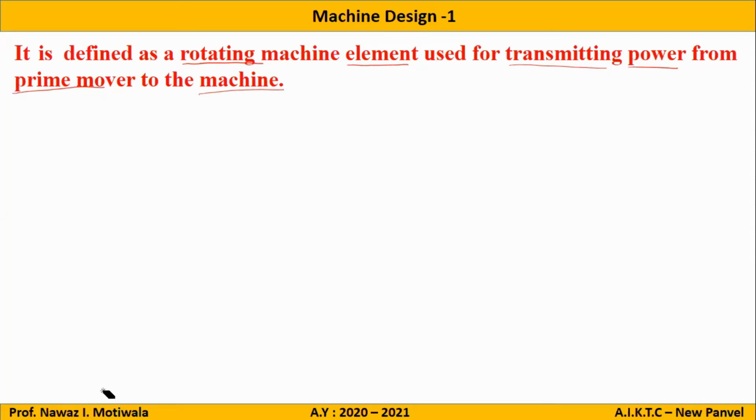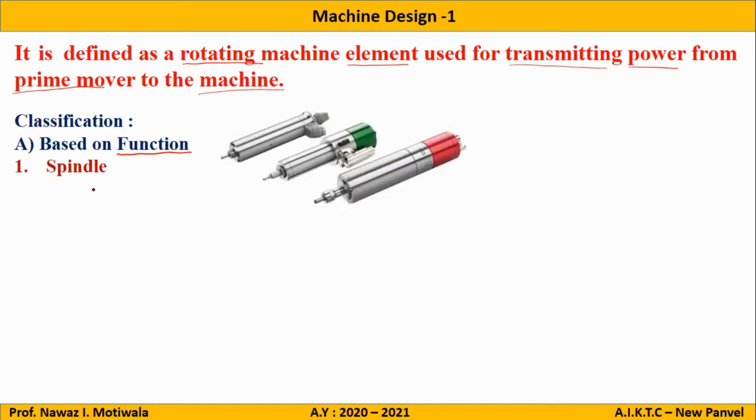Let us now go to the next topic, classification of the shafts. How the shafts are classified. So the first classification is based on the function. Now, based on the function, the first type of shaft is known as the spindle. Spindles basically are shorter length shafts.